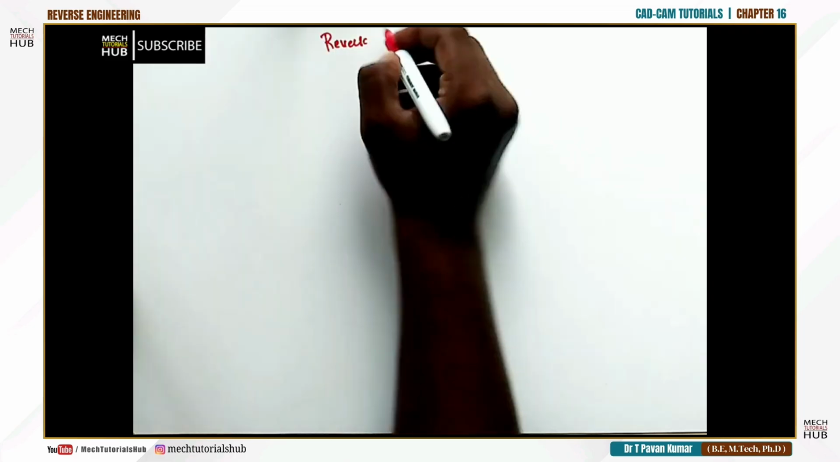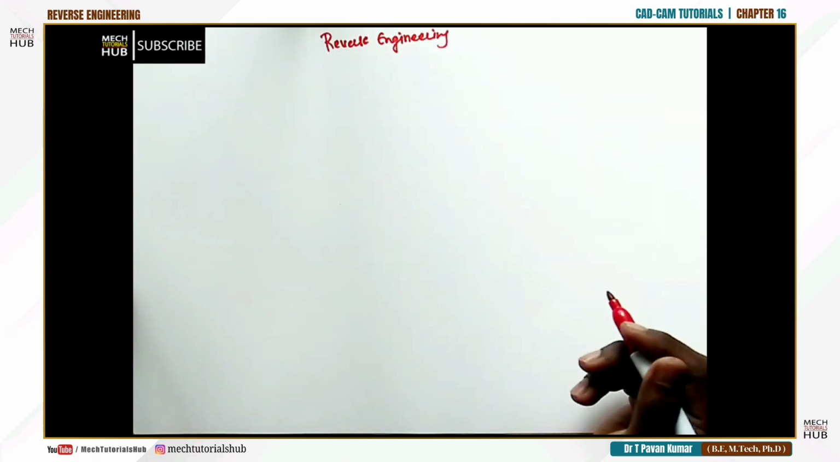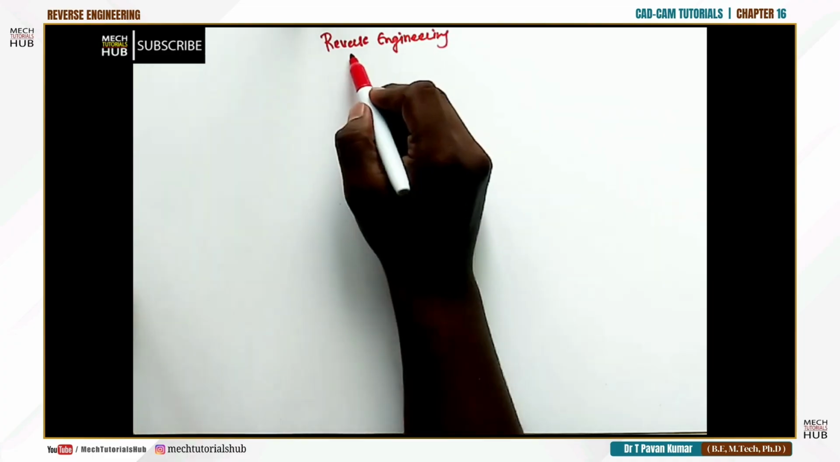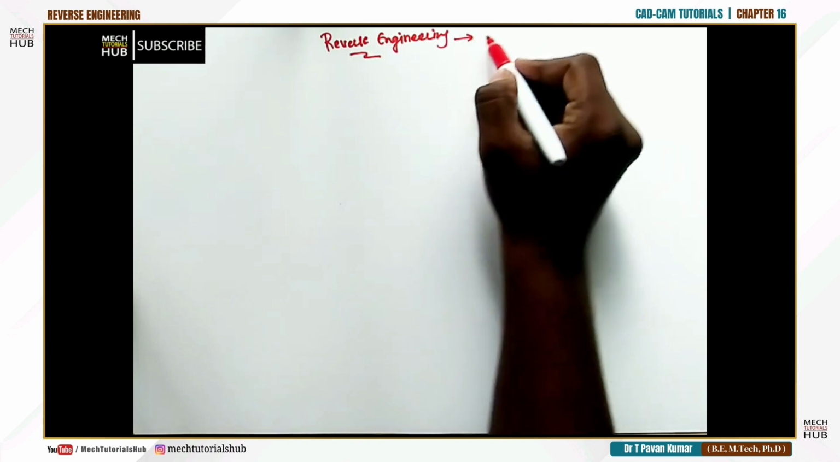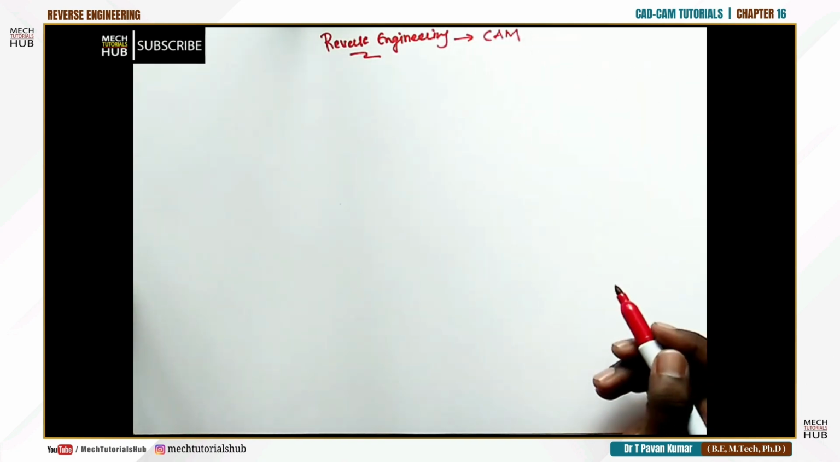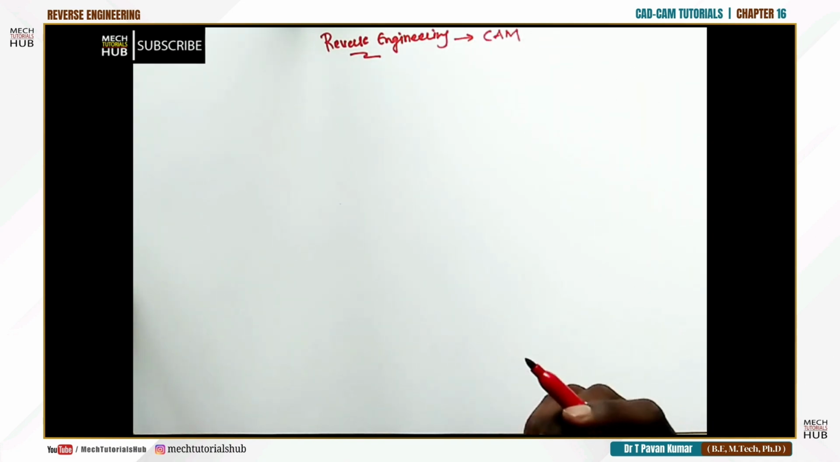Hello everyone. In today's video lecture of CAD CAM, we'll discuss reverse engineering, which is a part of the manufacturing process, specifically belonging to the CAM process. You can call it one of the processes in computer aided manufacturing, where you can develop the component by using the reverse engineering method also.